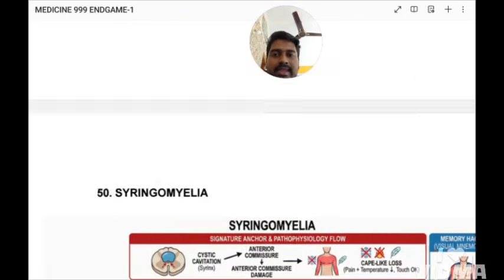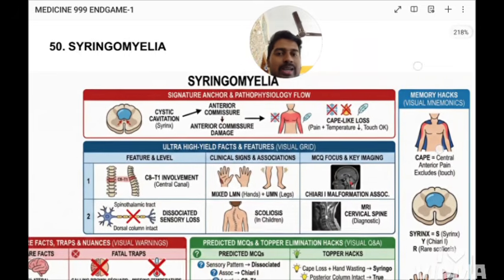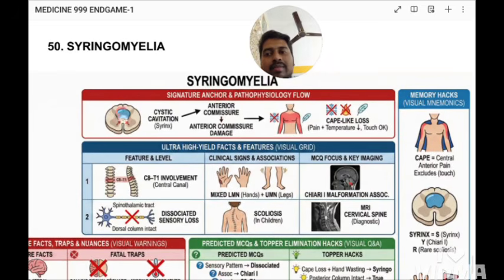Yes. We'll go to the next topic, that is syringomyelia. So what happens in syringomyelia is there is basically this fluid-filled cavity within the central spinal cord. That is, in the spinal cord there will be a canal that gets enlarged. Okay, so this cystic cavitation or syrinx formation. So this is known as syringomyelia, and it will damage the anterior commissure of the spinal cord.